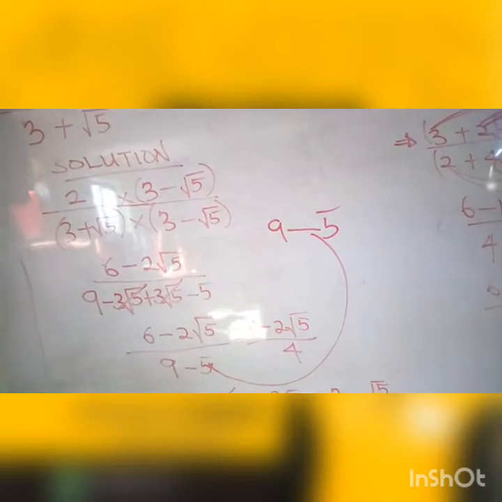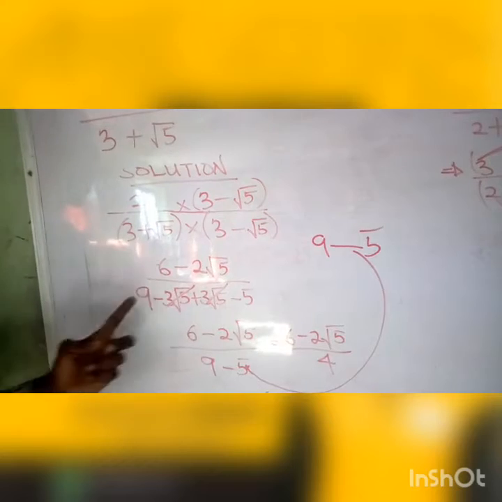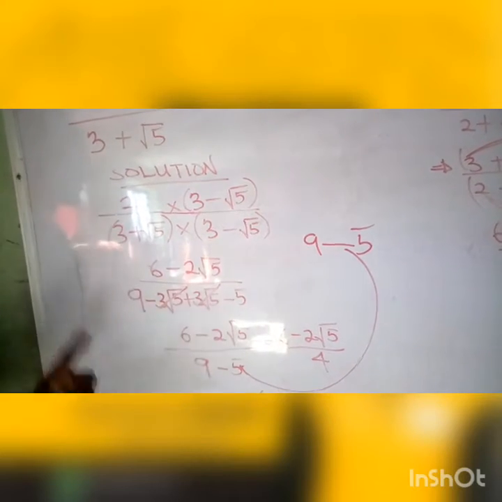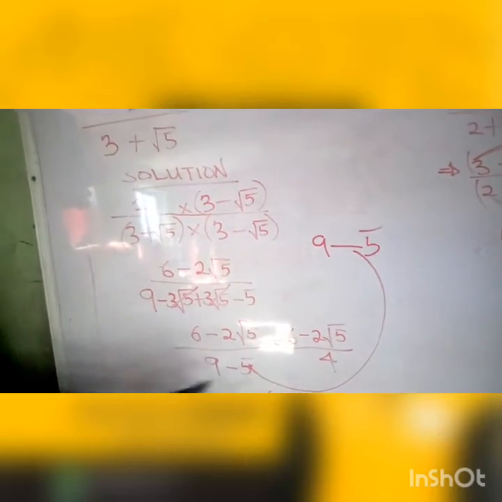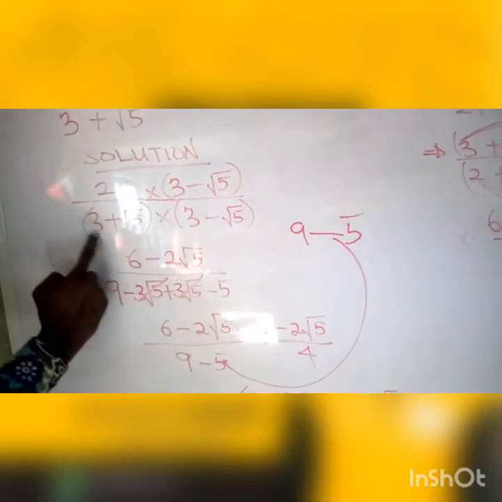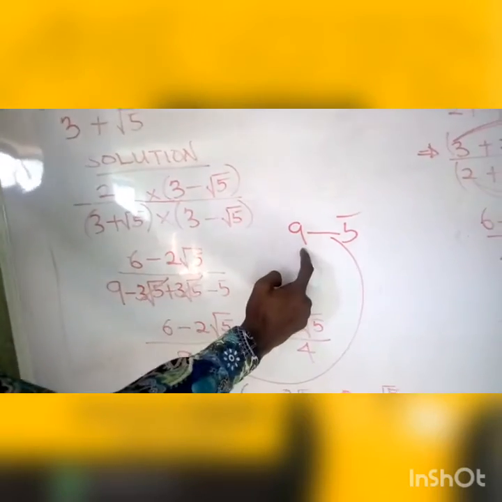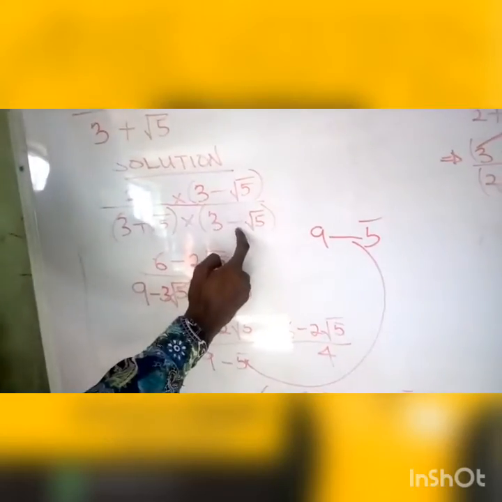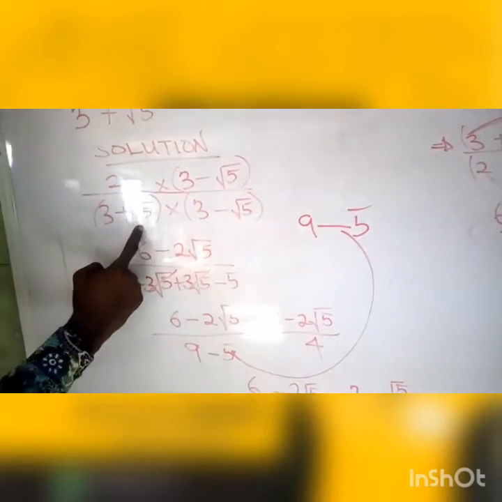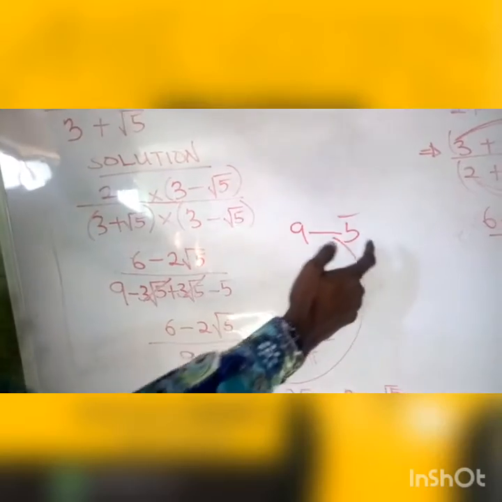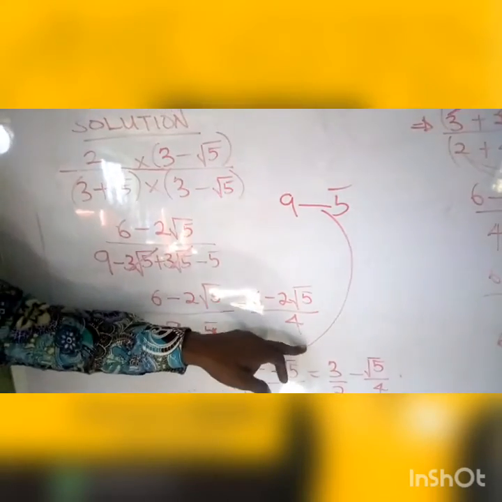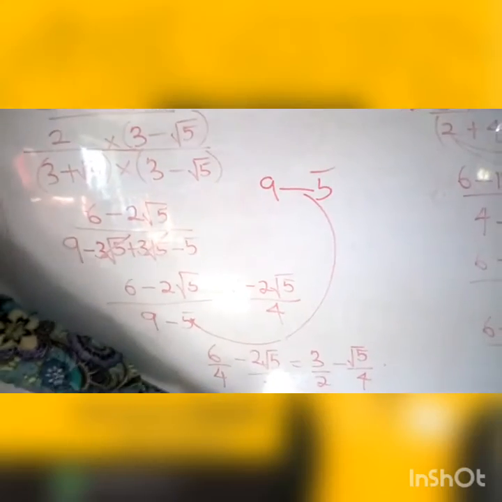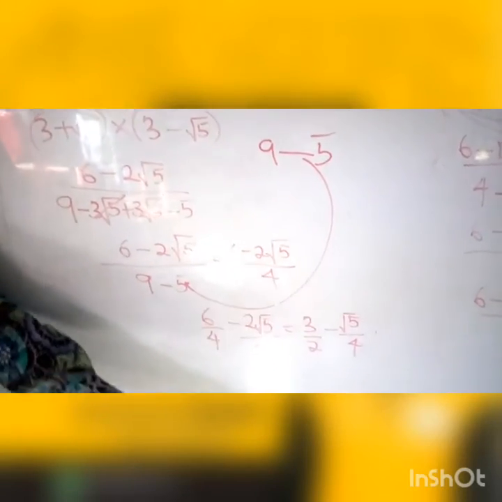But ideally, it is expected that we remove these square root signs before we get to this level of 9 minus 5. Let me take it again. 3 times 3 gives us 9. Plus times minus gives us minus. Root 5 times root 5 gives us 5. And that solves it. Everything I did after here is just reducing the fraction to its lowest term.